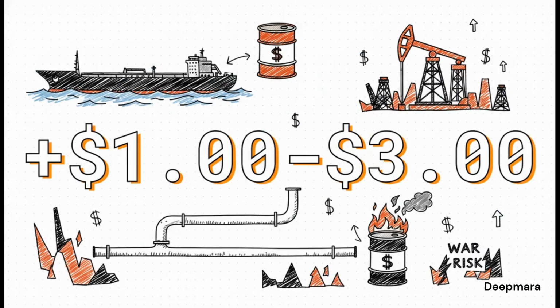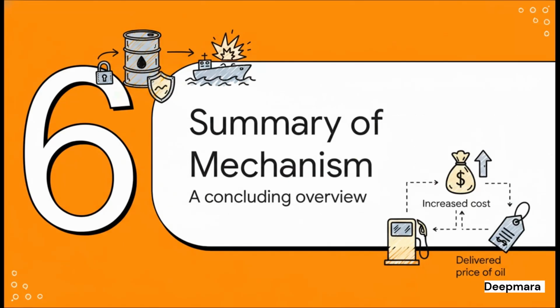And here is the tangible impact, on a per-barrel basis. When you spread that extra insurance cost across the 2 million barrels of oil on a supertanker, it typically adds somewhere between $1 and $3 to the delivered cost of each barrel. This is the direct mathematical outcome of the economic mechanism we've been outlining. All right, let's put all the pieces together and just summarize the complete economic process from start to finish.